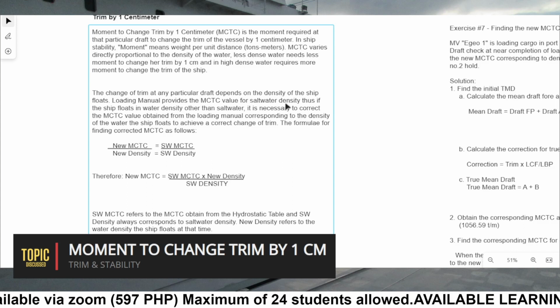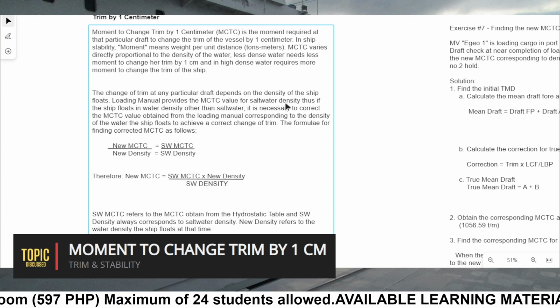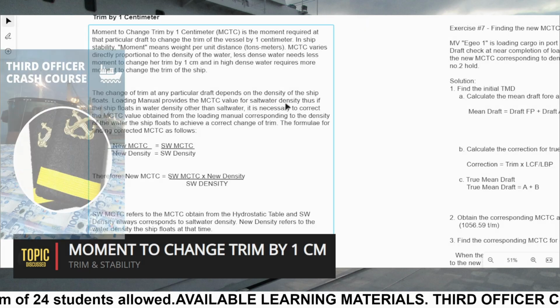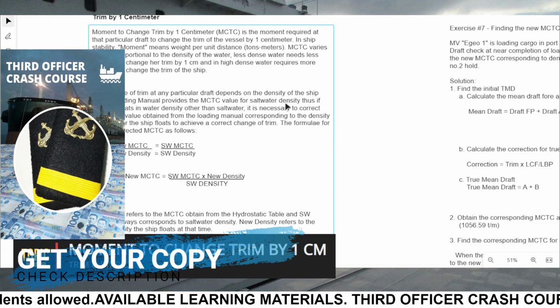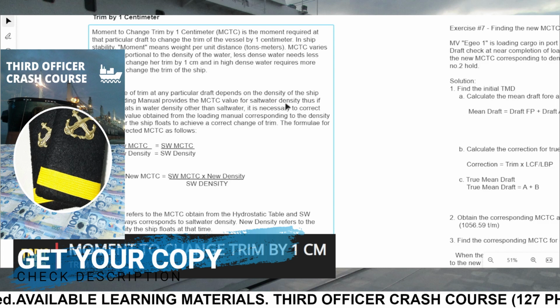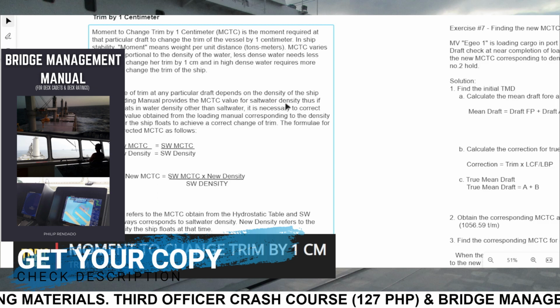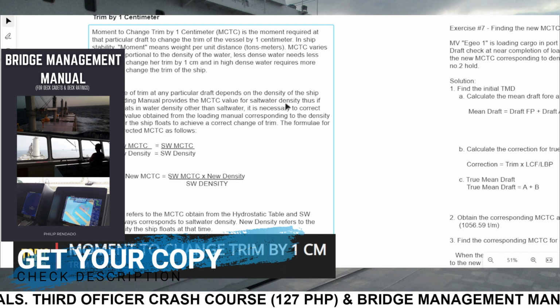So if you are on board the ship, make sure that you have read your hydrostatic manual. There is a paragraph or a small statement in your hydrostatic manual or loading manual that will say the values given here are for saltwater density. What is saltwater density? 1.025 tons per cubic meter.